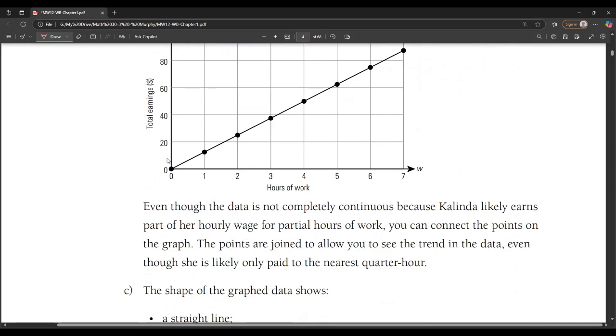And notice it starts at 0 and 0, so we would call this a direct linear relation because it starts directly at the beginning.